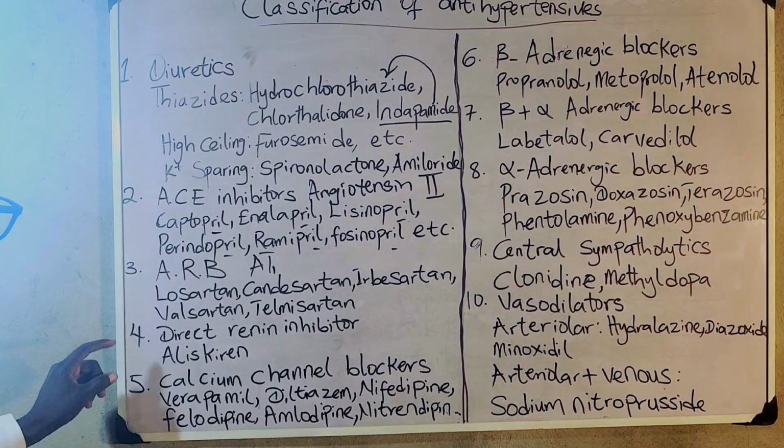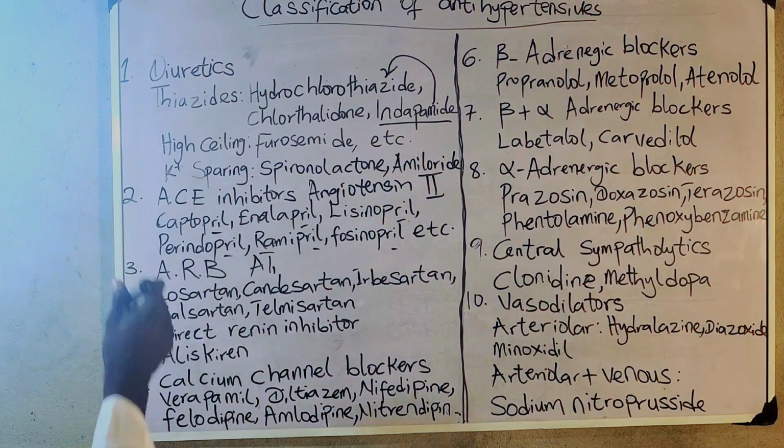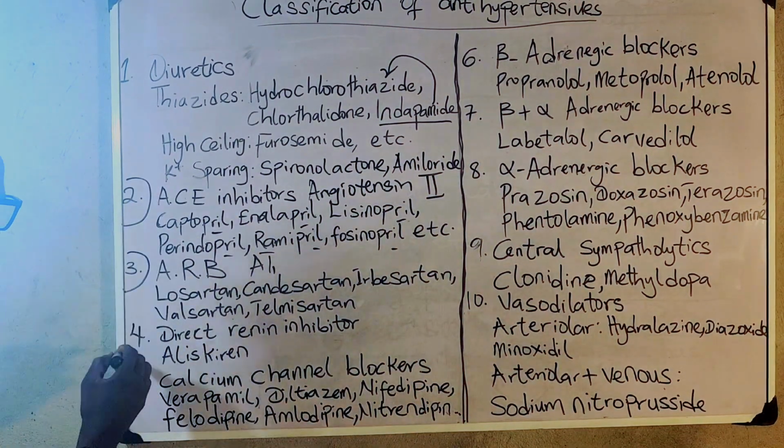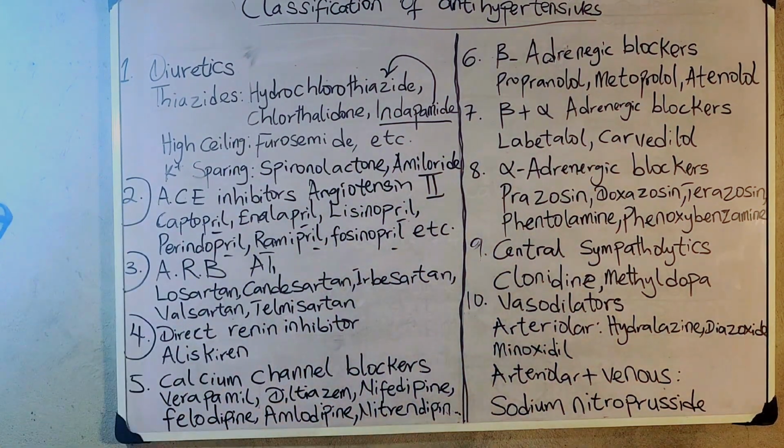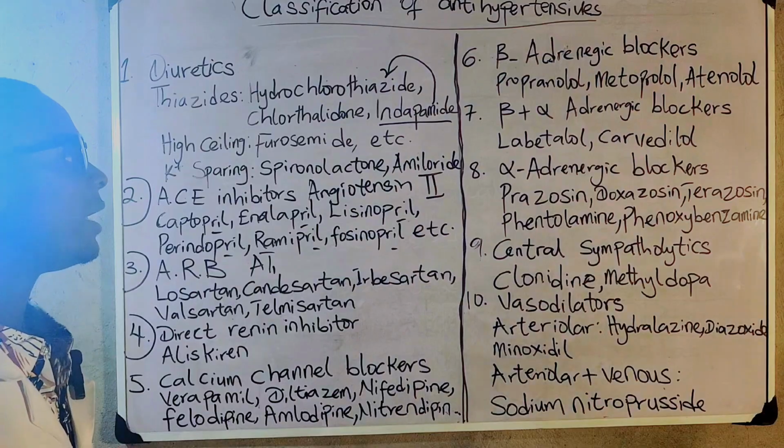I want you to understand that the fourth one is direct renin inhibitors, and a typical example is aliskiren. You see, if you watch very well, number two, number three, and number four are like neighbors. Renin is the first enzyme in the RAS system.